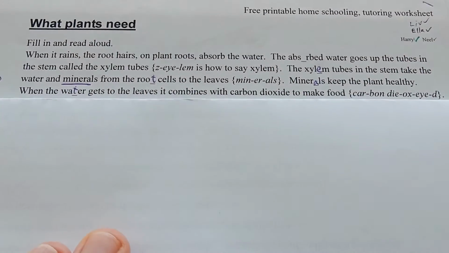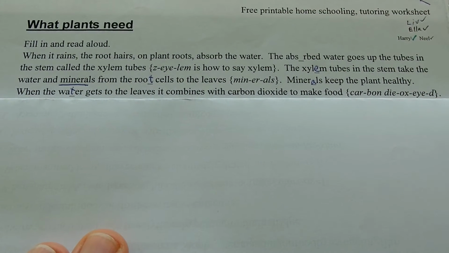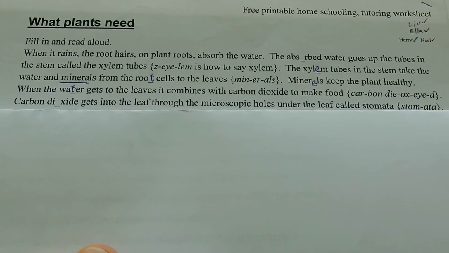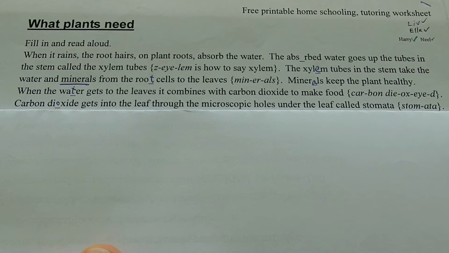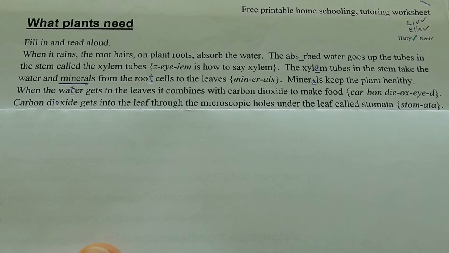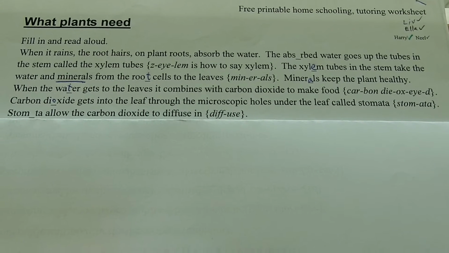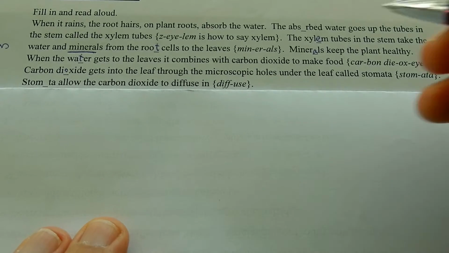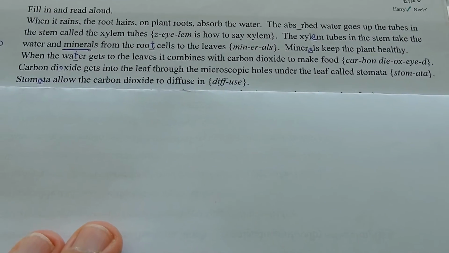When the water gets to the leaves, it combines with carbon dioxide to make food. Carbon dioxide gets into the leaf through the microscopic holes under the leaf, called stomata. Stomata allow the carbon dioxide to diffuse in. Little holes allow the CO2 in the bottom of the leaf.